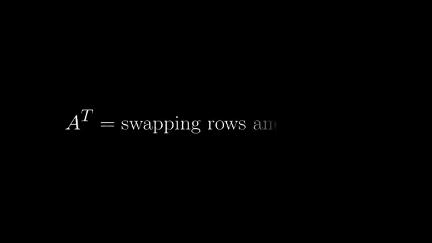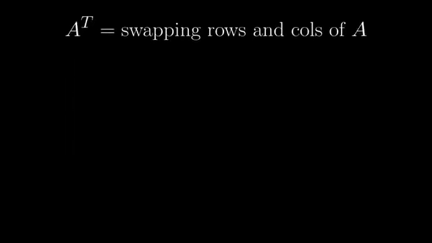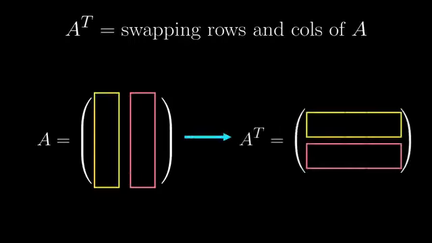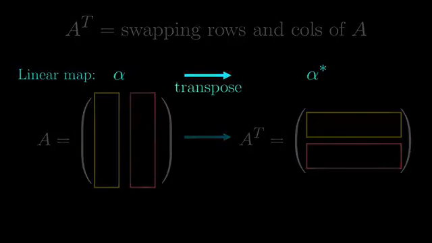A matrix transpose is just swapping rows and columns, right? You take a matrix A, turn its columns into rows, then the new matrix is called A transpose. But there is way more to it than just moving things around. In fact, we can define the transpose of a linear map without ever referring to the matrix at all.